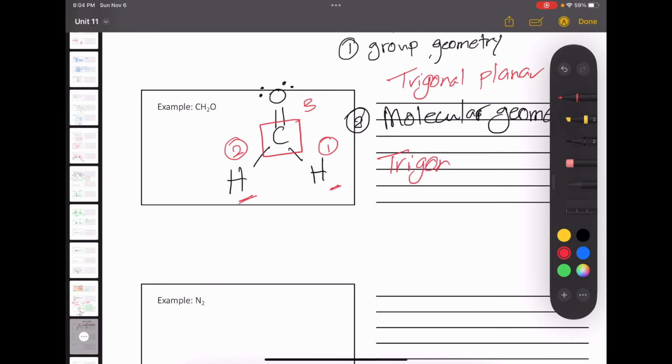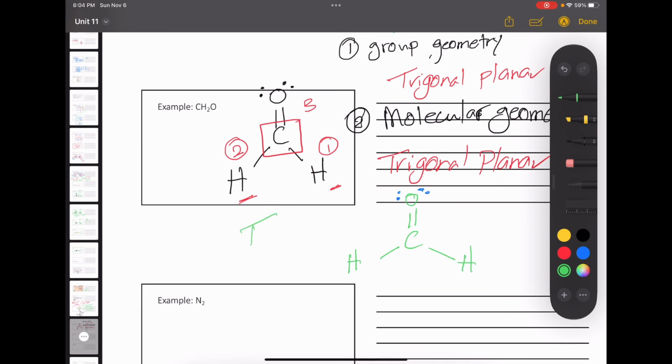Trigonal planar. So if I want to draw this one, it essentially won't be so much different than what we just did earlier. It is going to have a carbon in the center, 2 oxygens. Never forget your lone pairs of electrons. And then you have hydrogen down here, and you have hydrogen down here.